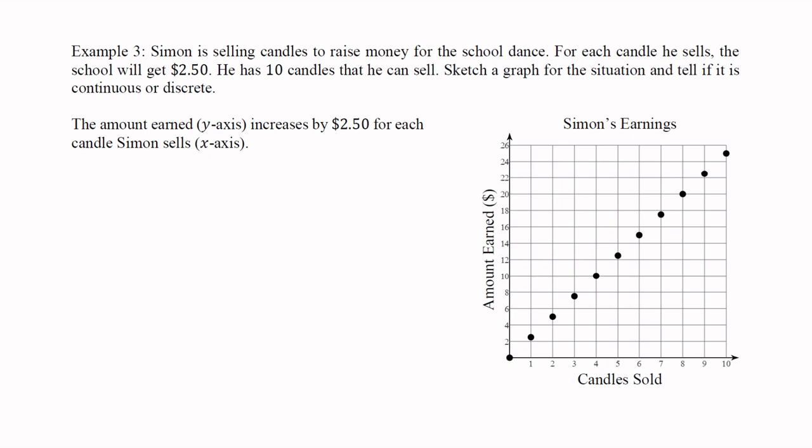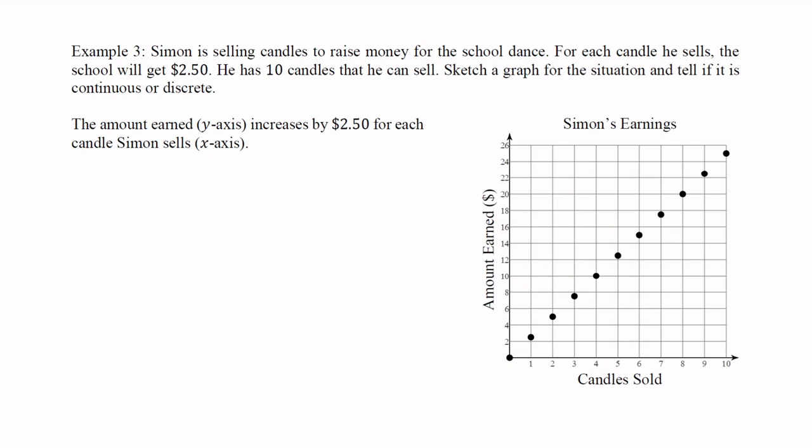So in this example, Simon is selling candles to raise money for the school dance. For each candle he sells, the school will get $2.50. He has 10 candles that he can sell. We're going to sketch a graph of the situation and tell if it is continuous or discrete. So the amount earned is going to go on the y-axis, and it increases by $2.50 for each candle Simon sells. So here is a graph of it with all the points already plotted out.